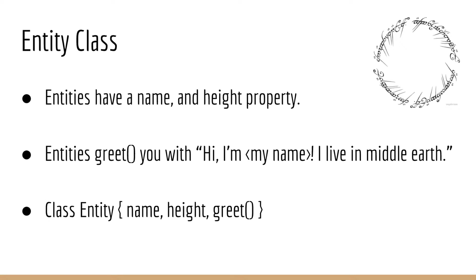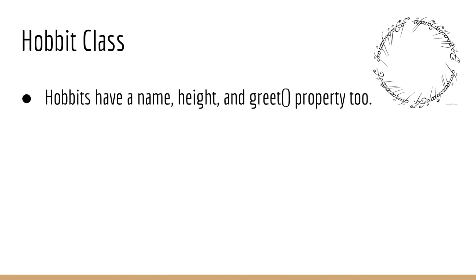Alright, now what if I want a second class? It's similar to entity, but more specific. We're going to have a Hobbit class. Hobbit will also have a name and a height, and its own unique greeting property too. But this is starting to look awfully similar to our entity class, so it'd be useful if we didn't have to write this entire Hobbit class from scratch, and we could just take advantage of the existing entity class.